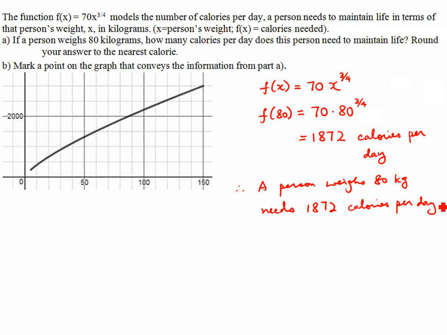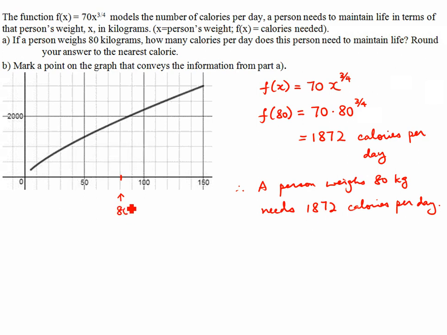Take a look at part B. Mark a point on the graph that conveys the information from part A. By the time x equals 80, from this graph, we see that 50 is over here, 100 is here, and in between, we separate it into 5 equal parts. So we can tell this would be 60, this would be 70, and this would be 80. So 80 is right over here.